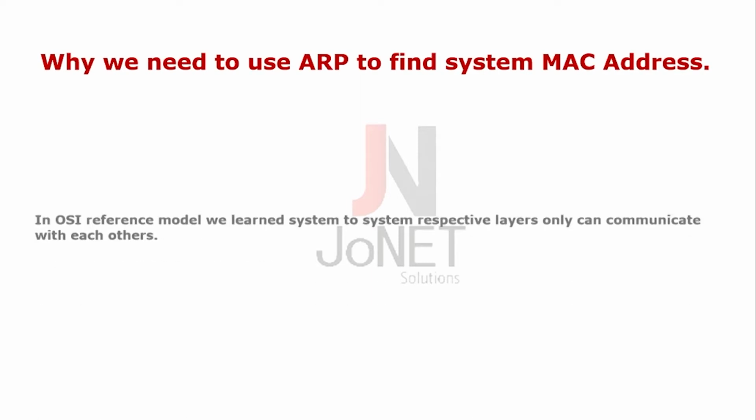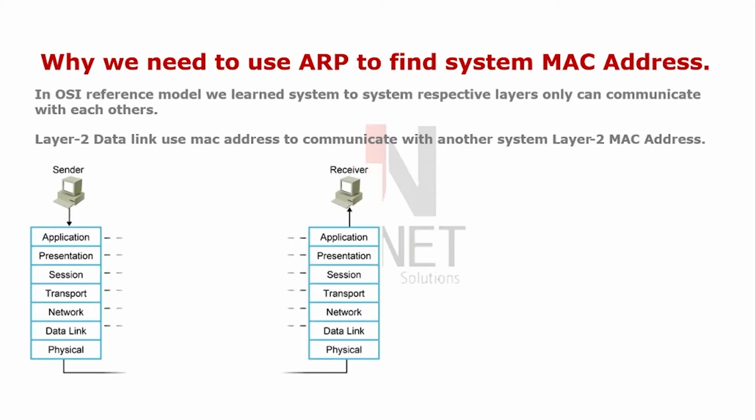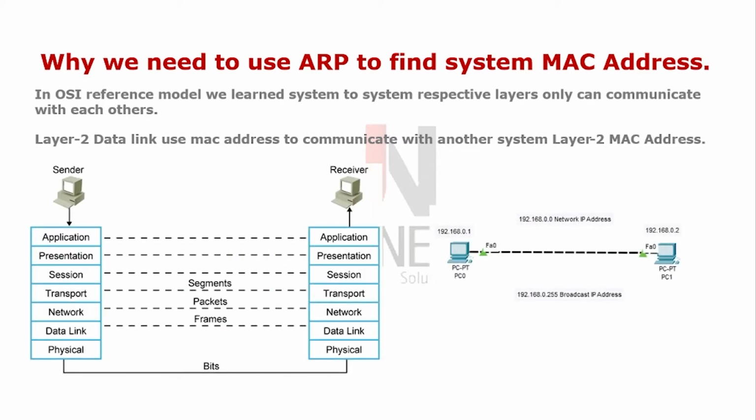Now, just as layer 3 works, how will layer 2 work? Why do we need to use ARP to find the system MAC address? Because layer 2 data link wants to communicate with another system's layer 2 only. For that, we are not going to manually add or communicate the layer 2 address. It will happen automatically by using the ARP protocol. So ARP works on the data link layer, that is layer 2 of the OSI reference model.